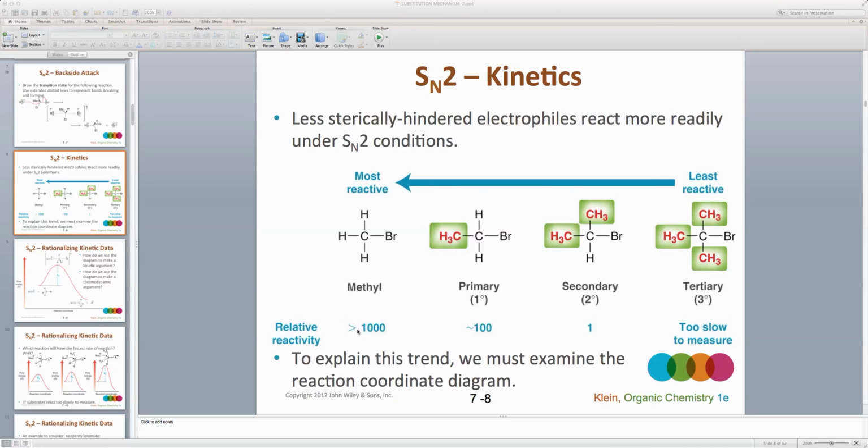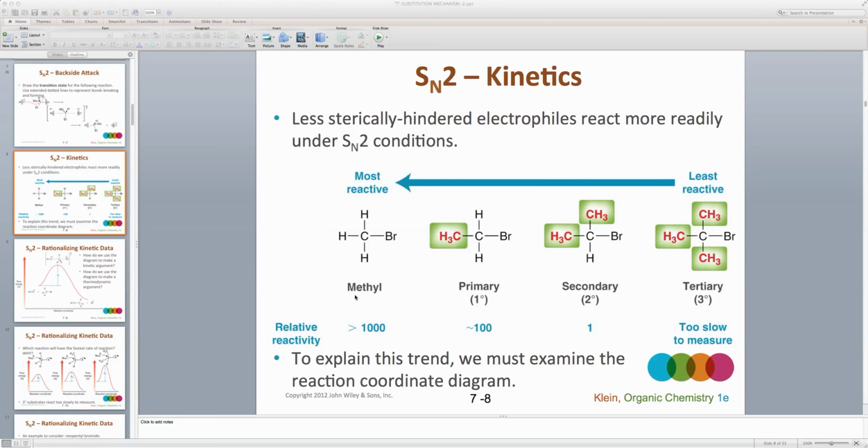If we look at the relative reactivity, and we're going to set the secondary electrophilic carbon as our standard, so it has a relative reactivity of 1. Notice that the methyl electrophilic carbon has a relative reactivity of greater than 1,000. And the primary has a relative reactivity of about 100. But the tertiary is too slow to measure. Typically in organic chemistry, if we have a methyl substrate or if we have a primary substrate, it will always proceed by the SN2 mechanism. We'll get into more of the details of this once we complete the picture with SN1. But primary substrates, methyl substrates, will always proceed by the SN2 mechanism.